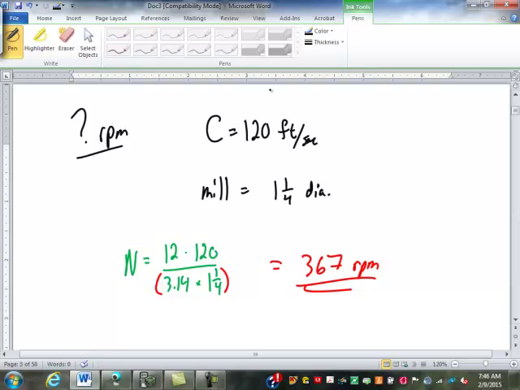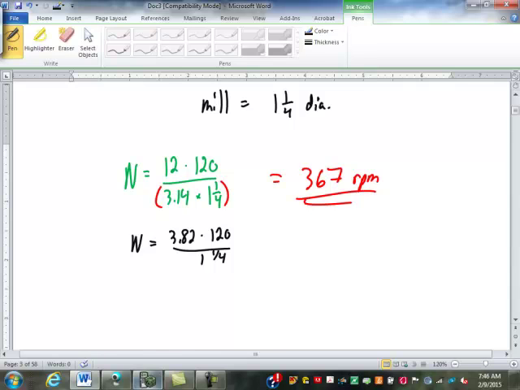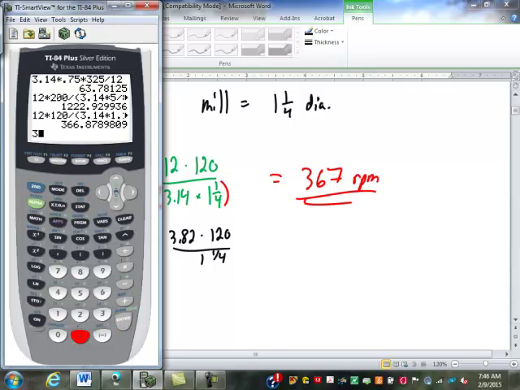Made your day. So much easier to do it the other way, when you just use the 3.82. Yeah, 3.82 times the surface speed divided by the diameter. Then you don't have to worry about the parentheses. And that would work out the exact same way. When I said earlier about the surface speed, well, using that, I was right. Using the .262, as long as you round up, it's going to give you the same answer when we were figuring out surface speed.